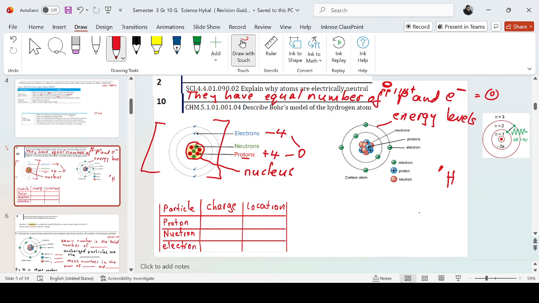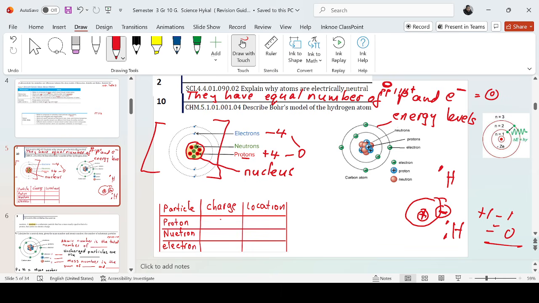So for hydrogen, the nucleus will have just one proton and 1 electron. Remember the electron is massless, so hydrogen is written as hydrogen. Mass is 1, atomic number is 1. Inside the nucleus we have 1. So plus 1 and minus 1 equal to 0. Again, it's electrically neutral.